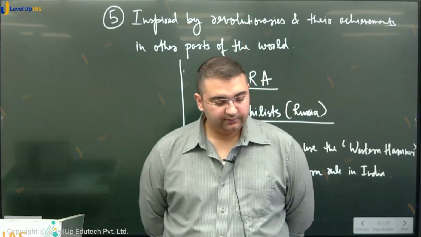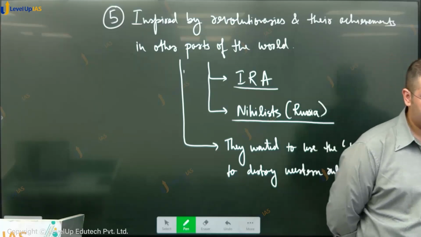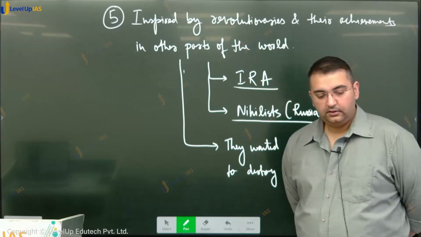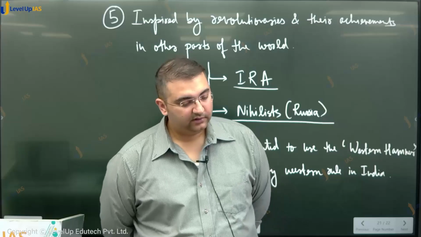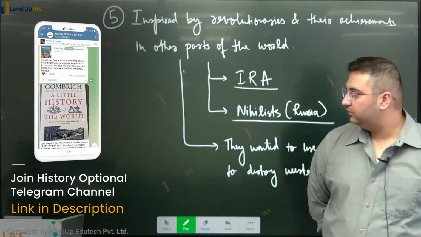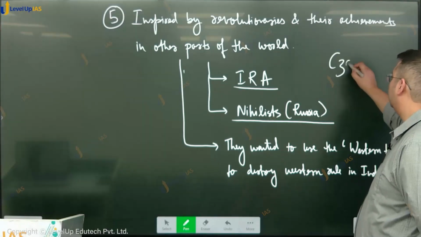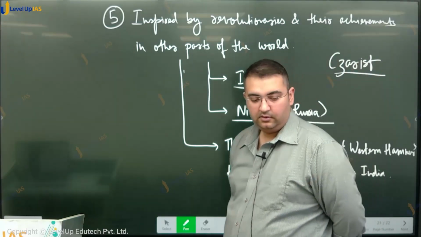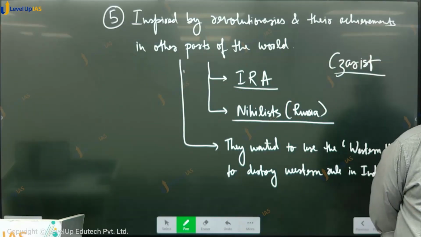and the nihilists, which had been opposing the Tsarist regime. Tsar was the emperor of Russia, his title was Tsar. The Tsarist regime of Russia. Okay.